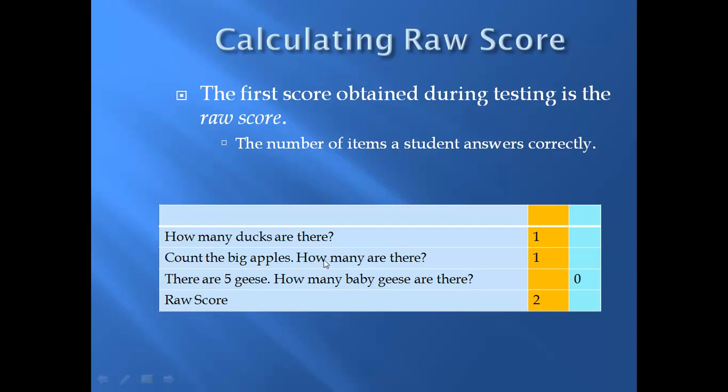And basically, this is just the number of items that a student answers correctly. So, how many ducks are there? They got that one correct. Count the big apples, how many are there? Then they got that one correct. But then when you said there are 5 geese, how many baby geese are there? They didn't really understand the concept that you were talking about. So they're kind of fuzzy on word problems or on subtraction. So we're going to have to figure out which one that is. But basically their raw score was 2.